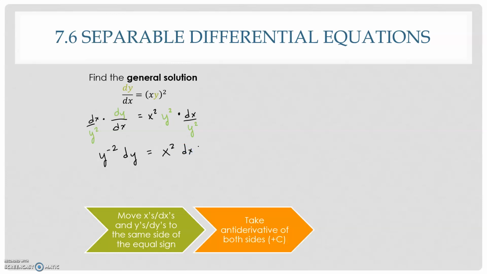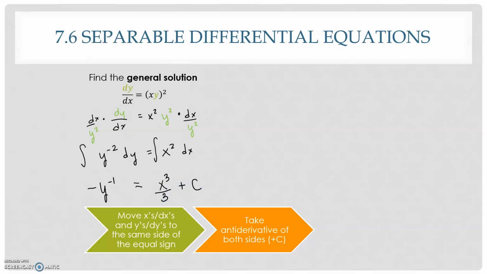Now that everything is separated out, we can take the antiderivative or integral of both sides, remembering that there'll be a plus c, but we're only going to put a plus c on one side of our equal sign. So this would be y to the negative 1 divided by negative 1, and this would be x to the third divided by 3 plus c.